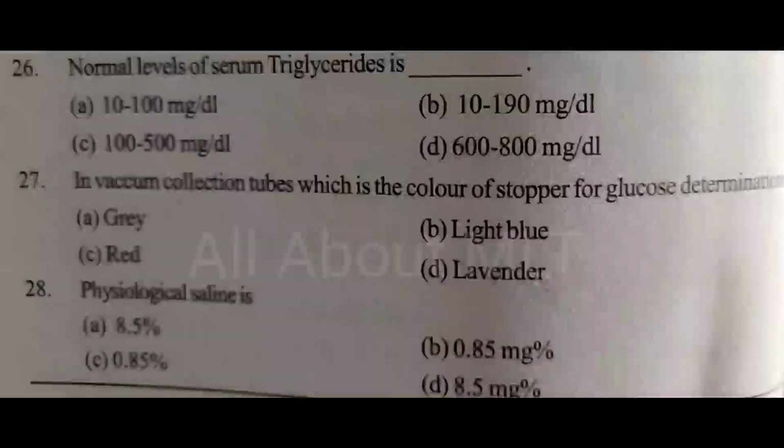Physiological saline is option A, 8.5 percentage. Option B, 0.85 mg percentage. Option C, 0.85 percentage. Option D, 8.5 mg percentage. Answer is option B, 0.85 mg percentage.